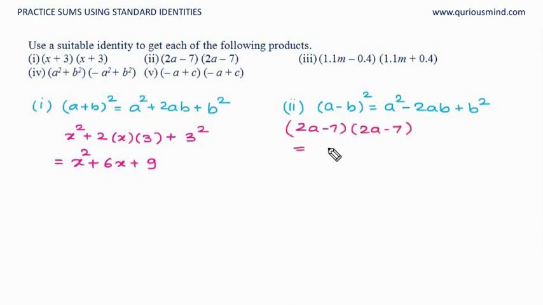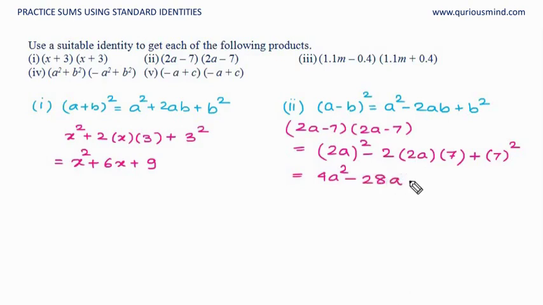Is equal to a square, so (2a) square, minus 2 into a is 2a, b is 7, plus b square, 7 square. That is (2a) square is 4a square. (2a) whole square is 4a square minus 2 into 7, 14 into 2, 28a plus 49, 7 square.